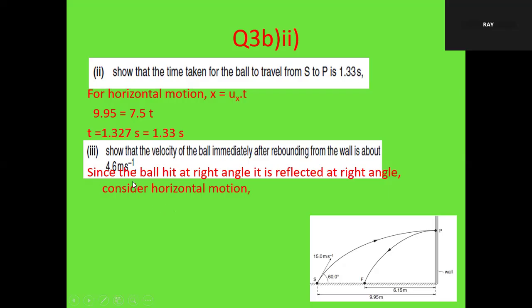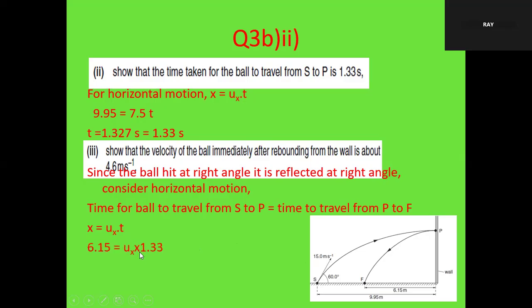motion. Since the ball hit the wall at right angle, it's reflected at right angle. Consider horizontal motion. Time taken to travel from S to P equals the time taken to travel from P to F. Right? Horizontal component, x equals u_x times t. So put in your value. Calculate your u_x.